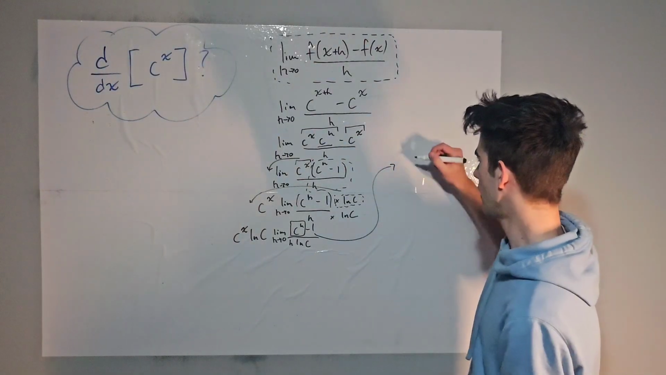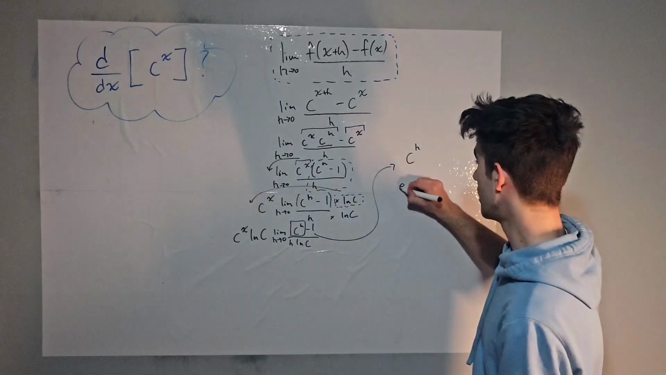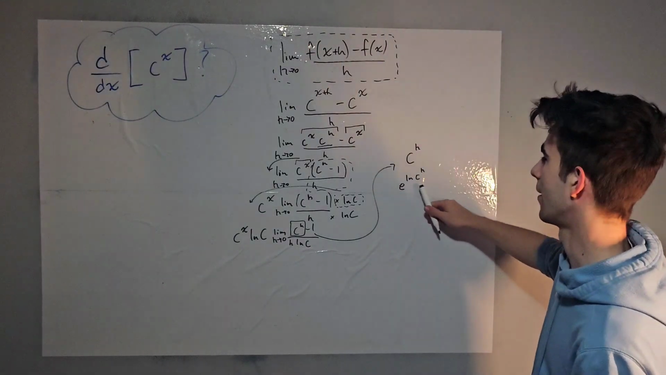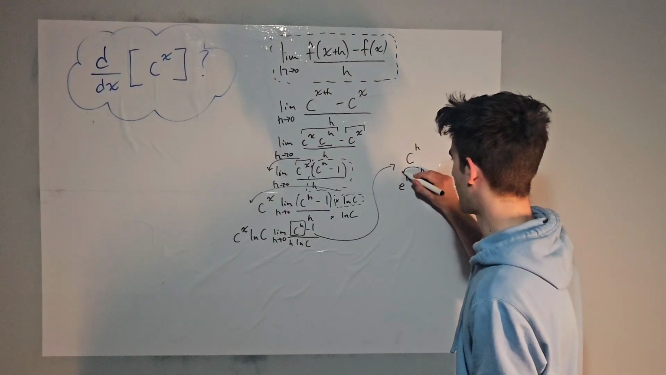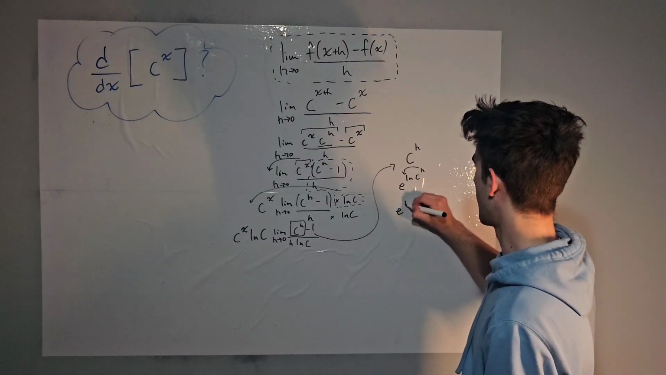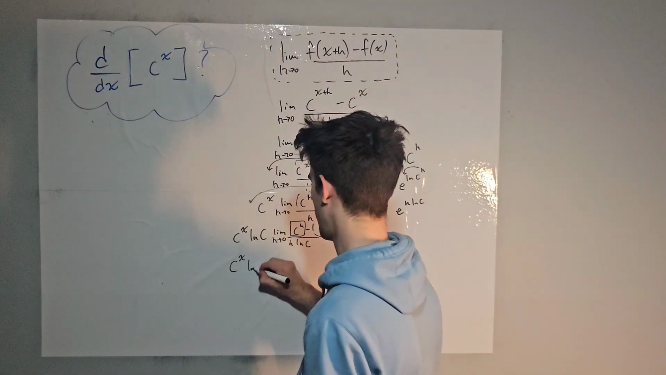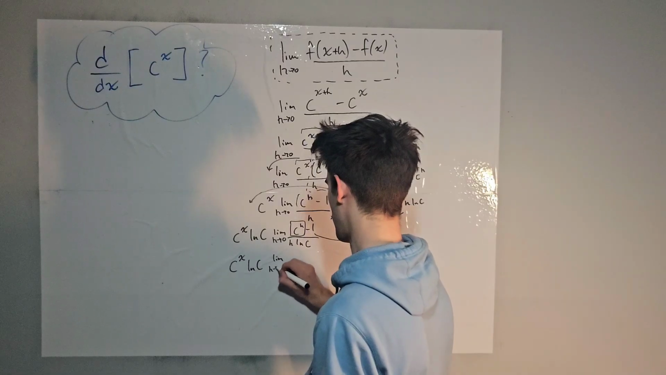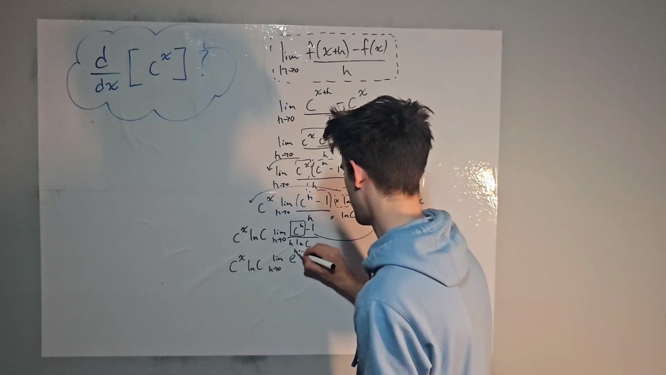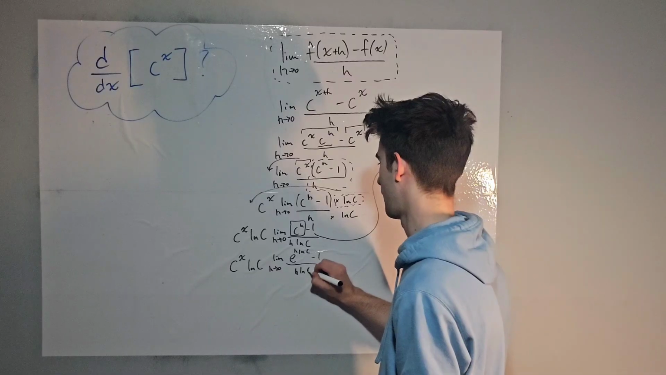We can write c to the h as e to the ln c to the h. C to the h is the same as e to the ln c to the h, and that lets us drop this h out front. So what we're going to replace c to the h with is e to the h ln c. So let's do that now. C to the x ln c, the same limit as h approaches 0, of e to the h ln c minus 1 over h ln c.